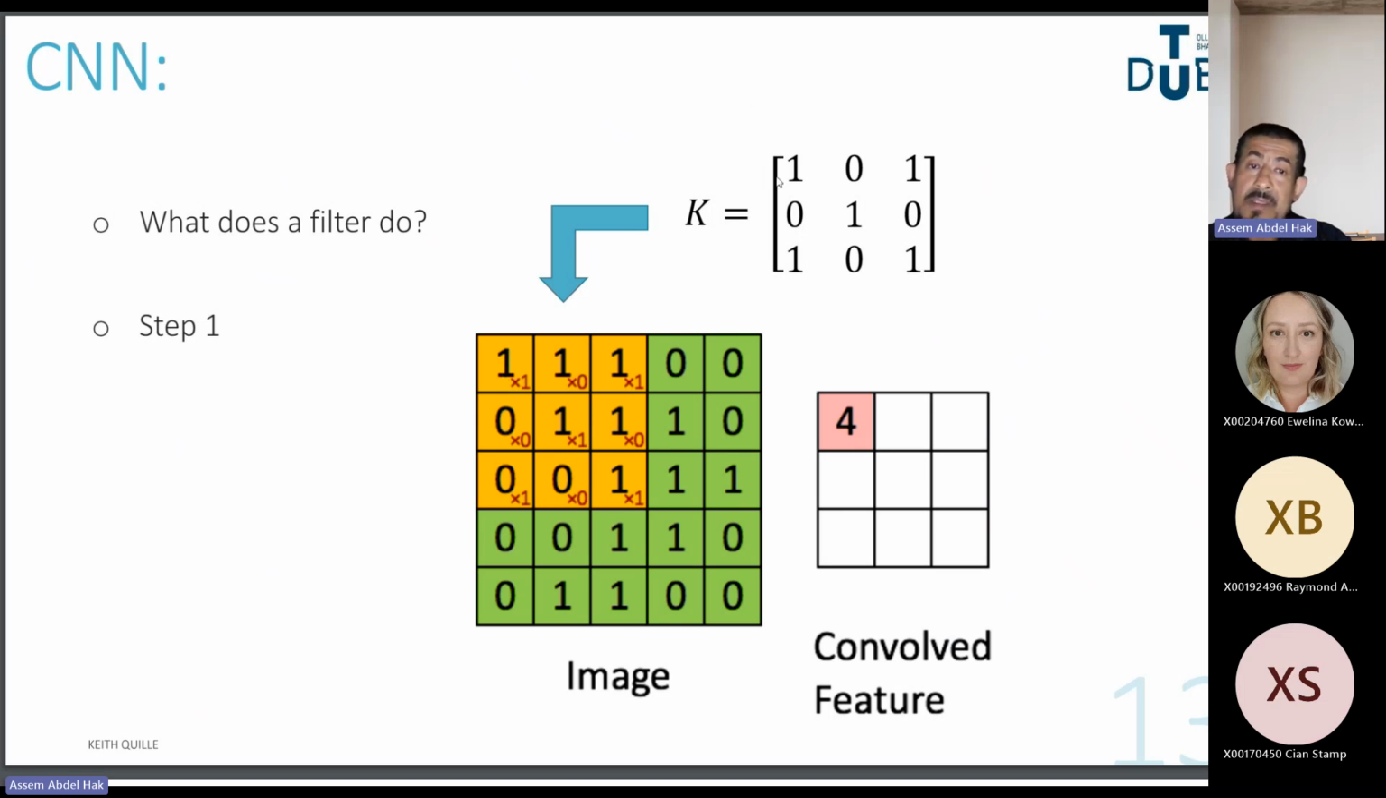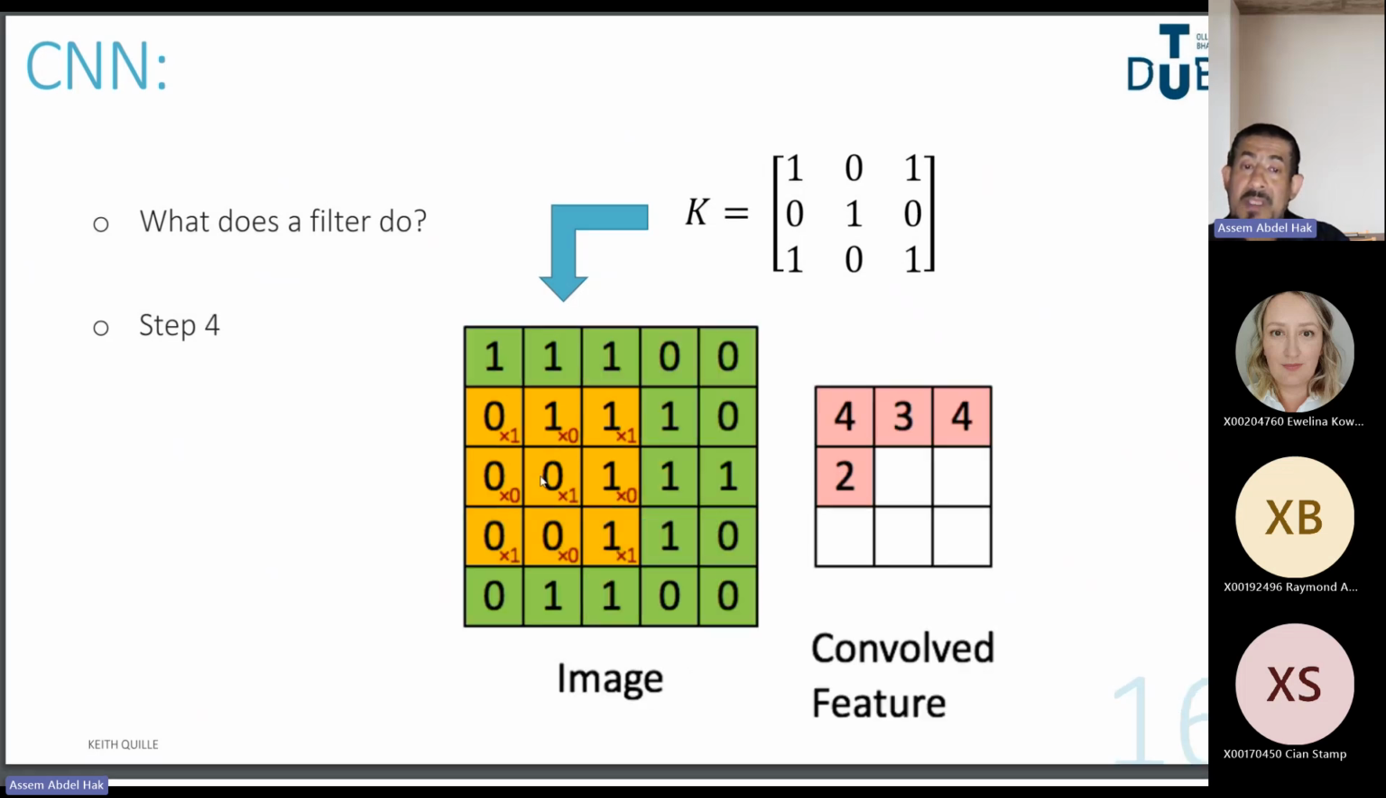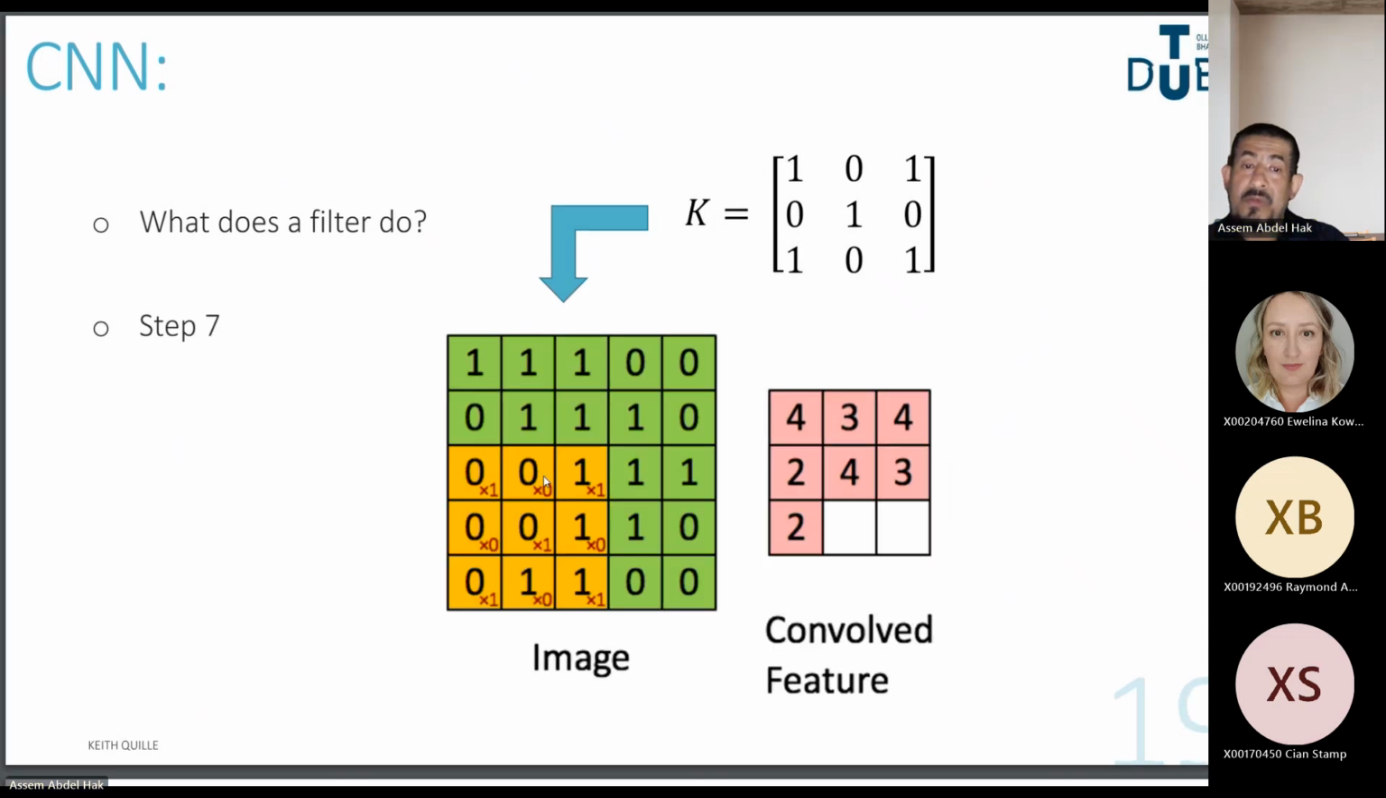1 times 1 plus 1 times 0 plus 1 times 1 plus 0 times 0 plus 1 times 1 plus 1 times 0, and so on. That gives me this 4. Now I will move it. You guys, I move the filter here, and I keep multiplying with this part of the image. It gives me this. And I keep moving, keep moving, keep moving.